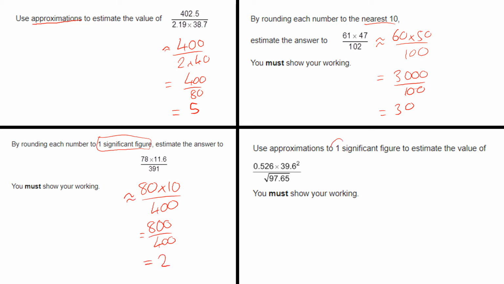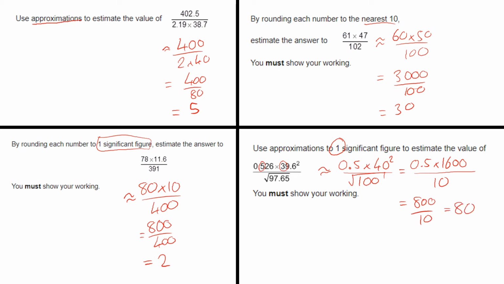And then lastly, one significant figure again. This is going to change to 0.5 times 40 squared. So again, 39.6, there's our first significant figures. And then the square root of 100. So what do we do? Well, BIDMAS wise, we need to do the square first. So that's going to be 40 squared is 1600. Square root of 100 is 10. So we've got 800 divided by 10. Our estimate for that should be 80.